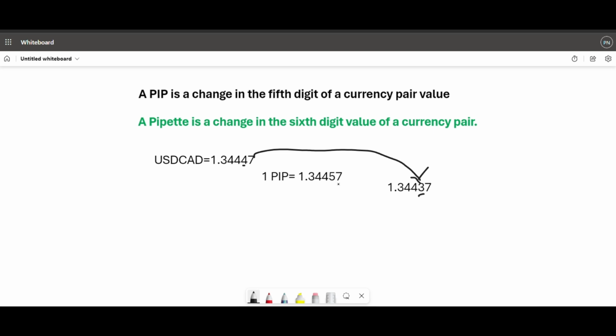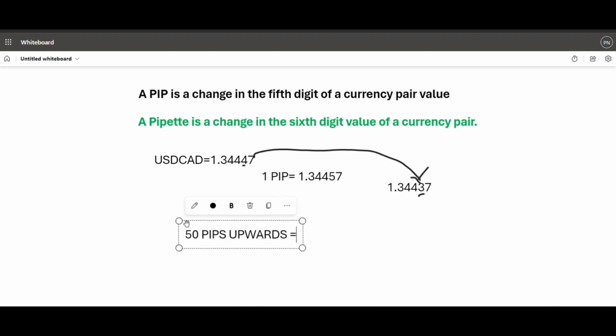So understanding this, if we say a market moved by 50 pips, what does it mean? It means we're going to add 50 to the fifth digit of that currency pair. Perchance it moves up by 50 pips, which is the USD CAD. Let's do that. So it moves up by 50 pips, a 50 pip upward movement. It will be equal to what?